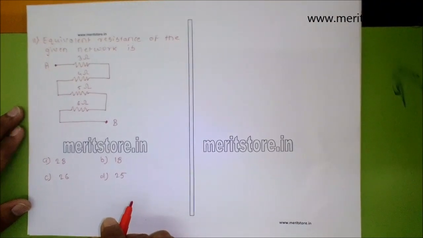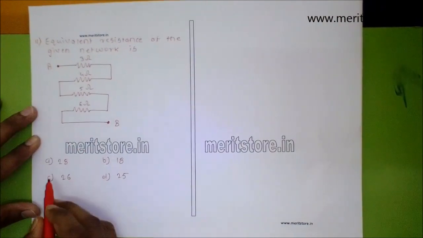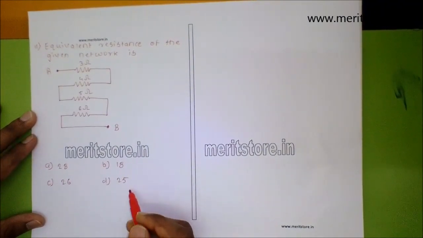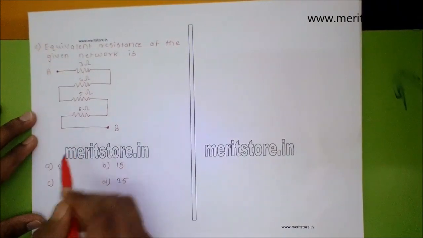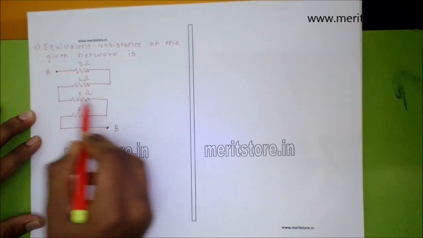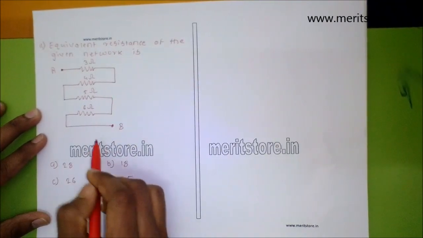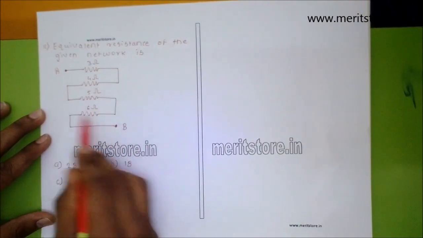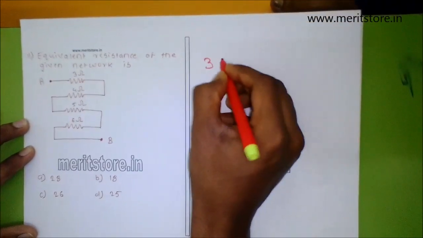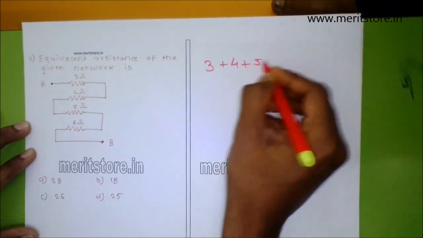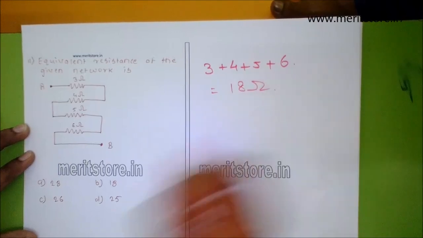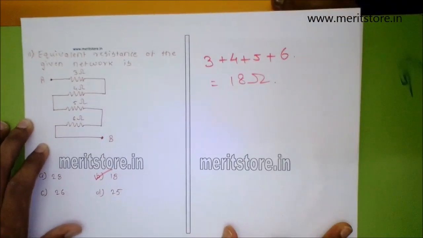Equivalent resistance of the given network is, we got 4 options: 28 ohms, 18 ohms, 26 ohms and 25 ohms. Even though the network looks as if it is in parallel combination, we need to note that the wire is continuous without any joints in between, and hence it is actually a series combination. So what we need to do is simply add up all the resistances to find the equivalent value, which is nothing but 18 ohms. Therefore, option B is the correct answer.